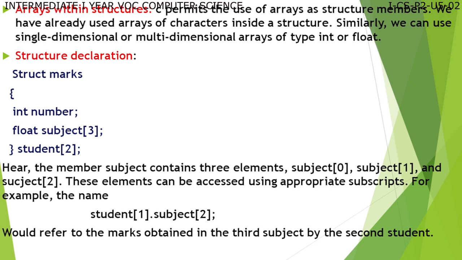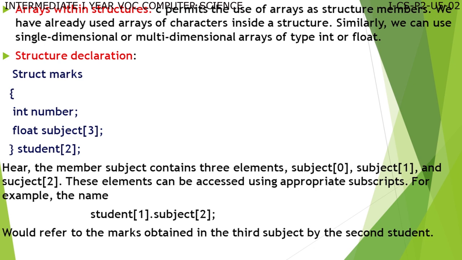First element, I'm writing number, using the data type int. Second, subject, which is a float, and I'm using two variables. Then we end with the curly bracket, declaring the structure. Okay, this is a structure.